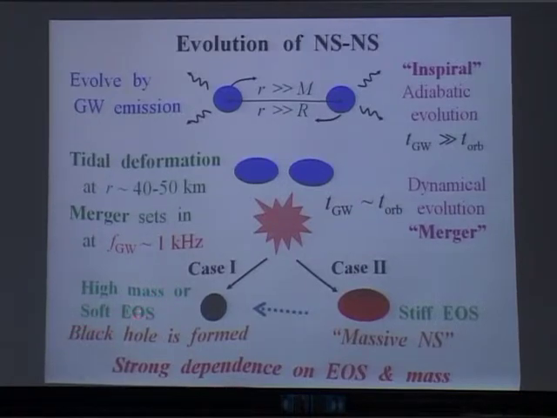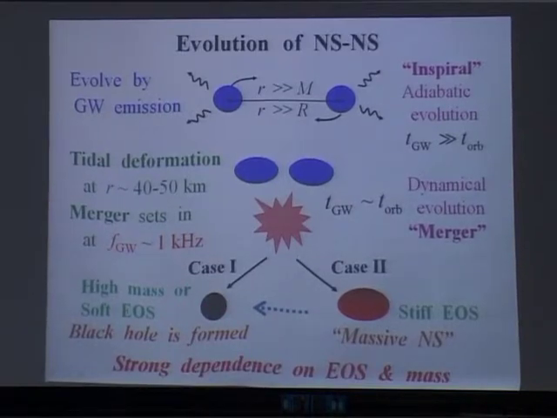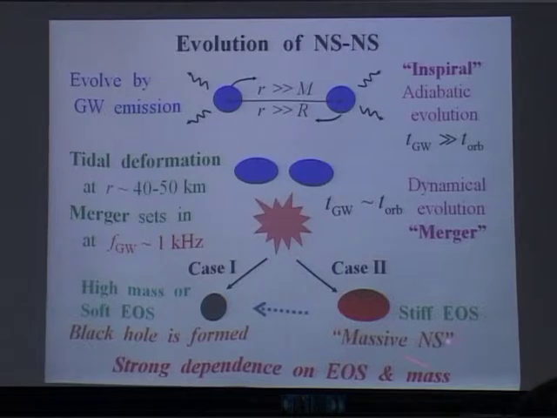Or the equation of state is too soft. I mean that if the pressure is too low, self-gravity cannot be supported by pressure and a black hole is formed. And so we also have the other possibility. The other possibility is that a so-called massive neutron star is formed. This could occur because after the merger, the merged object has a high angular momentum, which is from the orbital angular momentum. As a result, the formed massive neutron star is rapidly spinning, and such a rapid rotation enhances the centrifugal force, and the neutron star may not collapse to a black hole. But for this case, we need a very stiff equation of state. If the equation of state is soft, the pressure is not high enough to support such a massive neutron star.